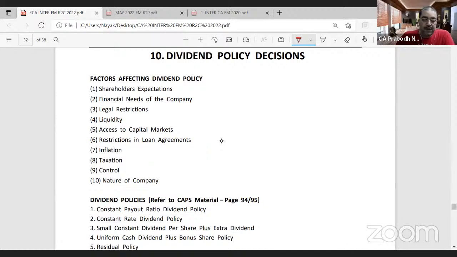On preference dividend, I have to pay dividend distribution tax. On equity dividend, I have to pay dividend distribution tax. So I will pay less dividend, and my outflows of cash are less. Control and the nature of money. These are the factors affecting the dividend policy.